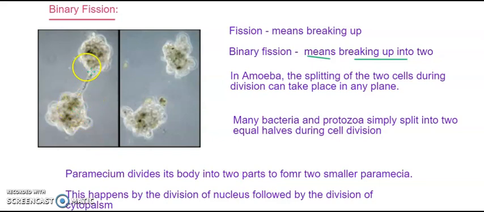Now in binary fission of amoeba, the splitting of the nucleus into 2 parts can start from anywhere. Once the nucleus splits up, the cytoplasm will also start developing in such a way that it can split up into 2 new daughter cells. As we saw in the picture, the cytoplasm is splitting up into 2 parts. So if you want to make out where the nucleus is, this is the nucleus of the 2 new amoeba daughter cells. So what is happening in amoeba? The splitting of the cell during division can take place in any plane.